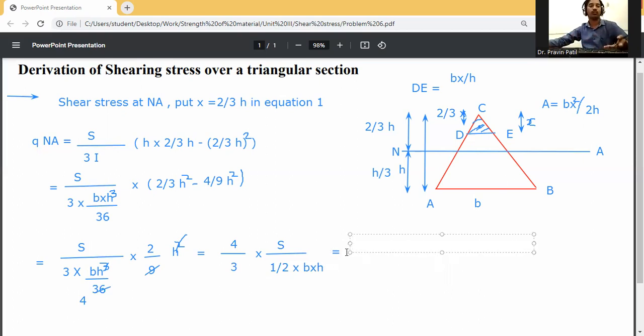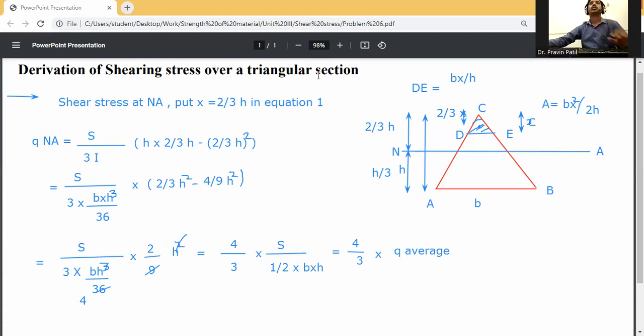That will be 4 by 3, 4 by 3 into 1, divided by B into D. How much will it be? So you can say it will be Q average. So at the neutral axis, Q NA is equal to 4 by 3 Q average for the triangular shape.